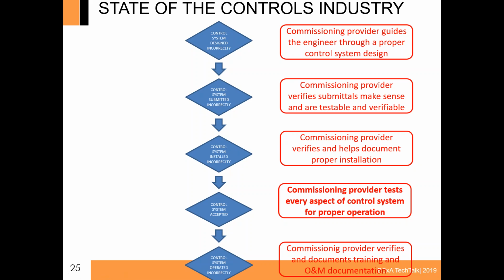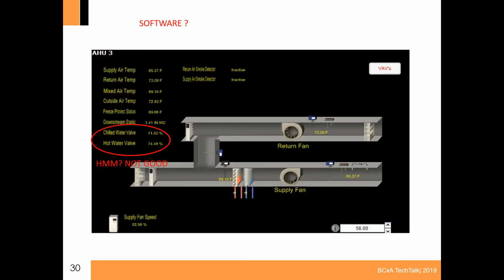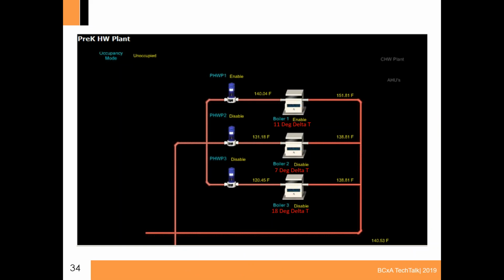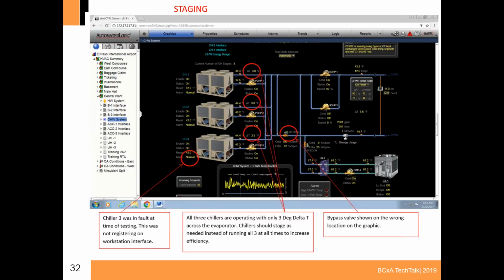Great, thank you. And Steve, one final question. Can you elaborate on why you would suggest using a 1-hour trend data interval? With that interval, wouldn't it be difficult to identify poor control loop stability?